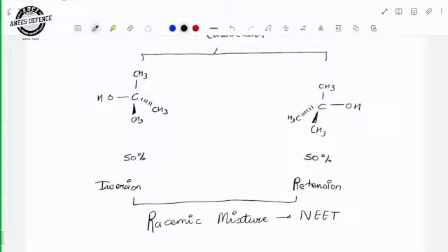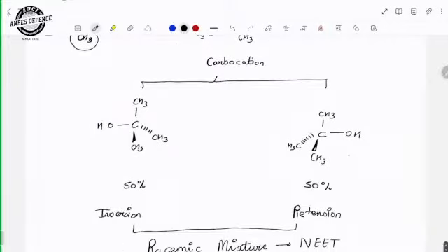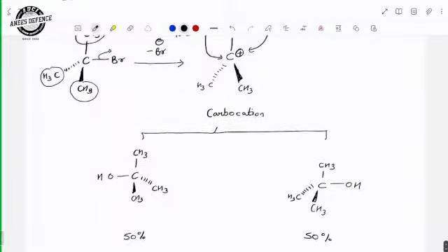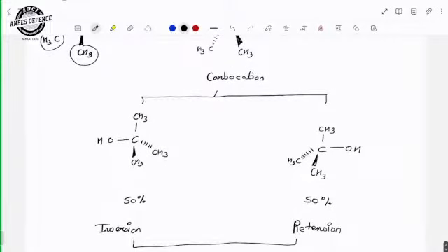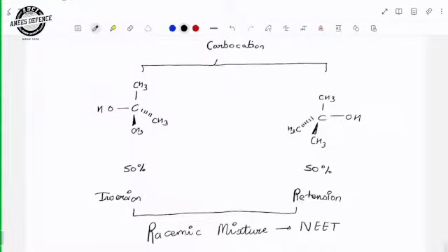If in place of Br, in this, Br is on my right side, and in this product OH is also present on the same side. So this is retention. This is the retained product of the respective reactant. In this part Br is on the right side, but in my product OH minus is on the opposite side. So this is inversion of the respective reactant. And if 50-50% of both has been formed, then that mixture is known as racemic mixture.